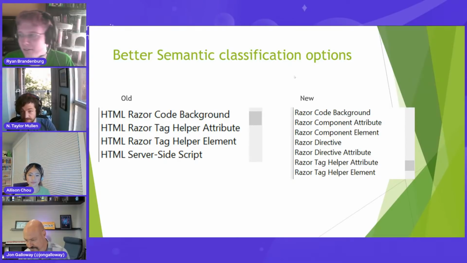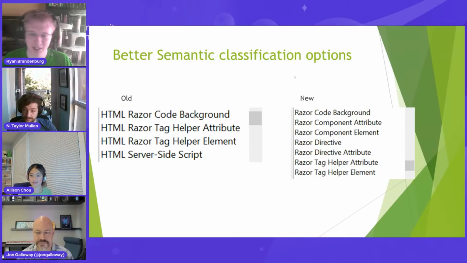So this is in the fonts colors dialog. You can see on the left here, there were only 4 classifications, and I will be very impressed if anyone knew that HTML server-side script was a thing we were using. But we were. And here on the right, you can see the new 2022 view where we're a lot more descriptive about what's going on.